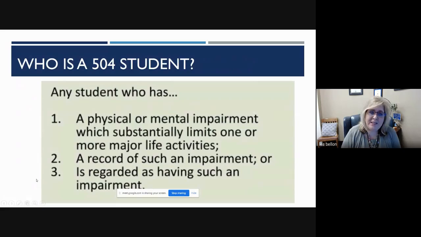Okay, so who qualifies as a 504 student? This is sometimes very difficult to discern, but these are 3 guiding principles that you consider when you're trying to identify if a child qualifies for 504. First of all, if there is a physical or mental impairment which substantially limits one or more major life activities, okay? That's the major definition. But you also want to consider students if they have a record of an impairment or are regarded as having such an impairment. So if someone thinks or has had conversations, you want to make sure that you look into all of those situations as well.